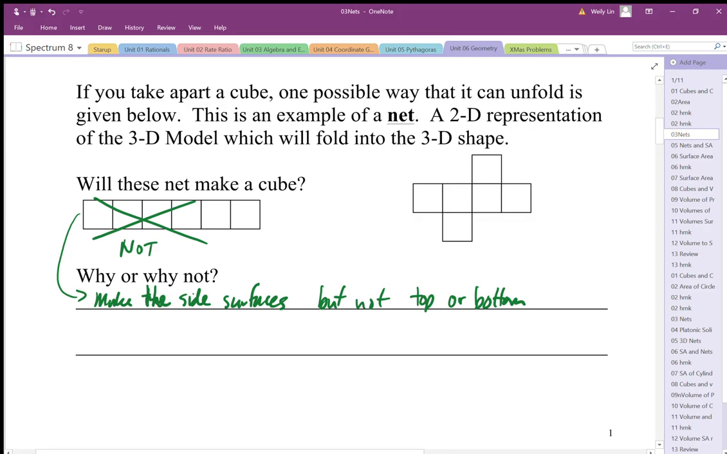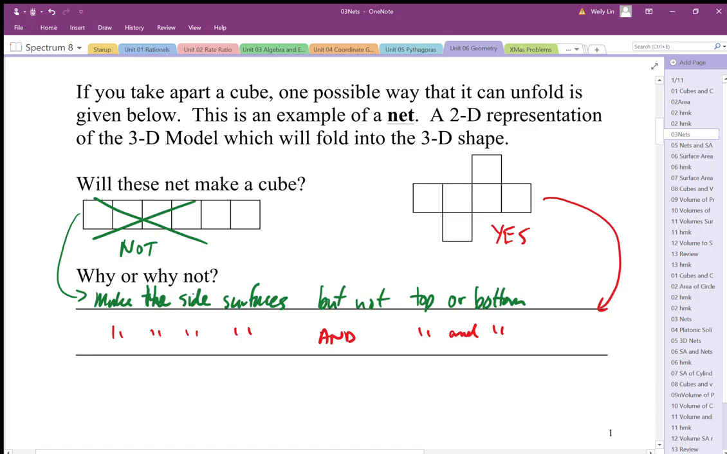This one here is a yes. Okay, because we can make the four side surfaces with those four pieces, and those tabs on the top and bottom allow us to close up the top and bottom. So we can make the side surfaces and top and bottom. Okay, we can fold those along. So this is a net of a cube.